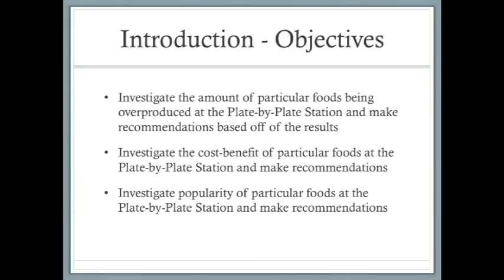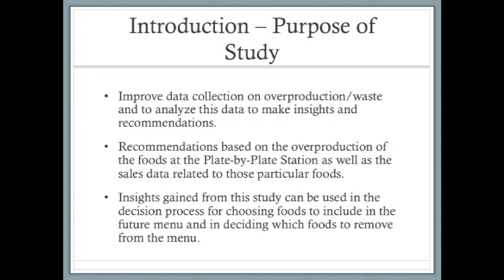So the objectives of this study were to investigate the amount of particular foods being overproduced at the plate-by-plate station and make recommendations based off of the results. Another objective was to investigate the cost benefit of particular foods and also make recommendations. And the third one was to investigate popularity of particular foods and make recommendations. The overall purpose of this study was to improve data collection on overproduction waste and to analyze this data to make insights and recommendations. Our recommendations would be based on the overproduction of the foods as well as the sales data related to those particular foods. And also insights gained from the study can be used in the decision process for choosing foods to include in the future menu and also in deciding which foods to remove from the menu.